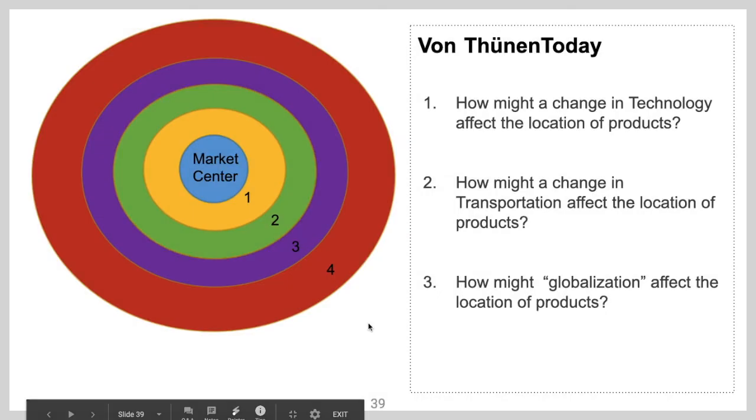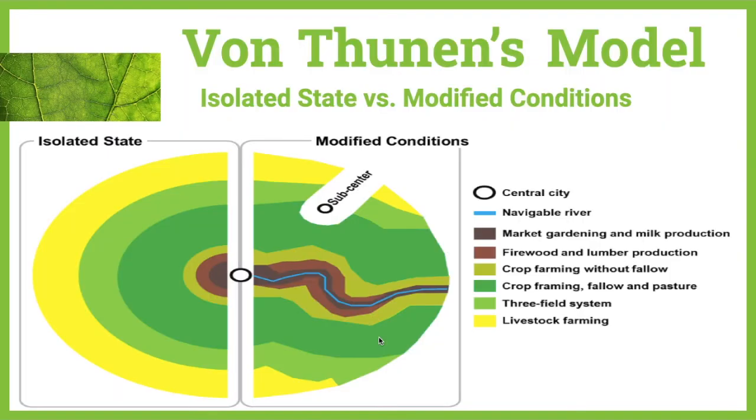Finally, considering von Thunen's model today, how might changes in technology affect the location of these products? How might changes in transportation technology and systems affect the location of the products? And finally, how might globalization and international trade affect the location of these products? And some people have asked themselves this over time, and von Thunen's model has been modified for more modern conditions.